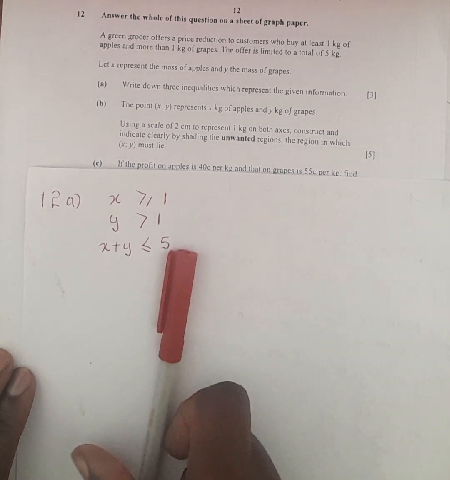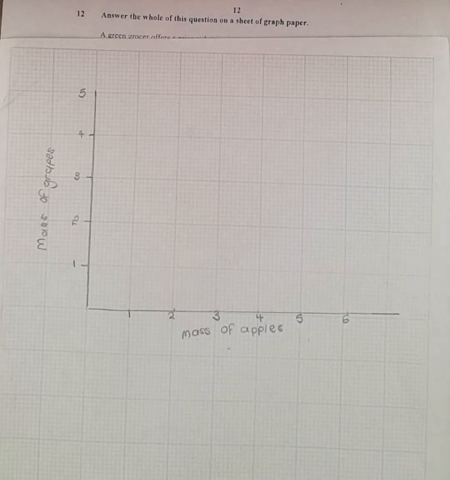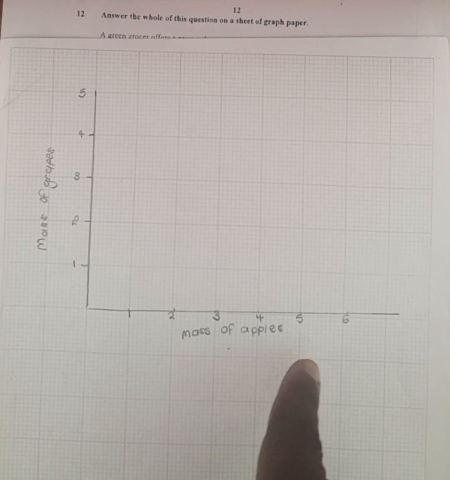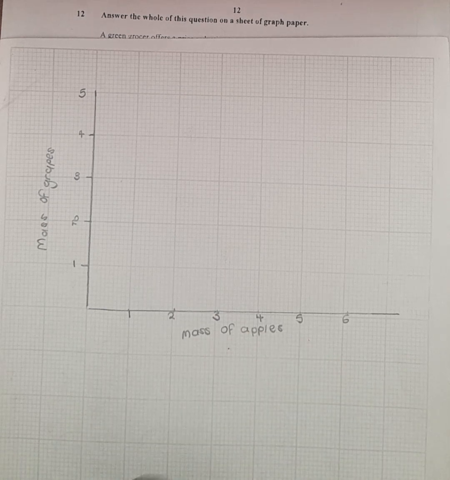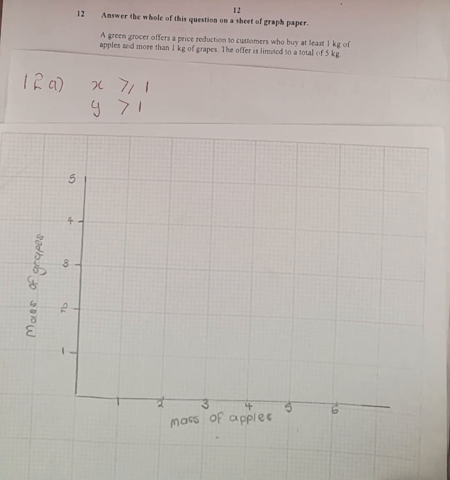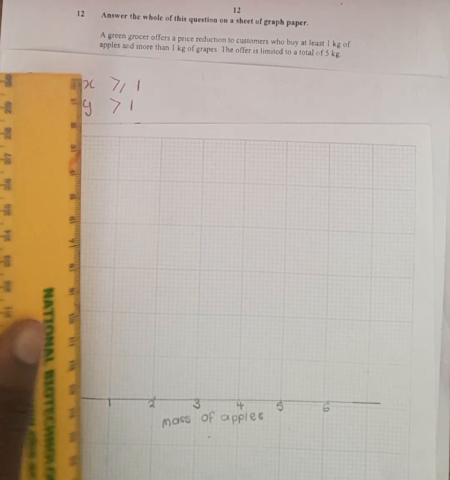So first of all, let's draw the X and Y axes. So I've drawn the X and Y axes. On the Y axis, we have the mass of grapes, and on the X axis, we have the mass of apples. We want to represent those inequalities which we have written. The first inequality which we want to present on the graph is X is greater than or equal to 1. So we first need to draw the line X equals 1. This is the line.